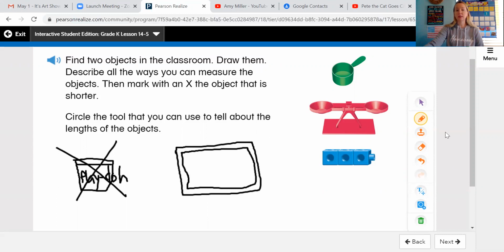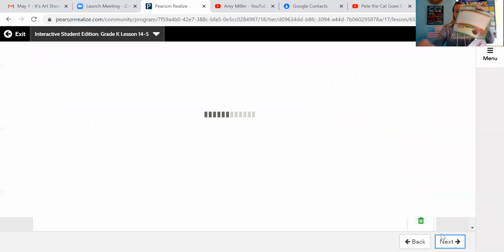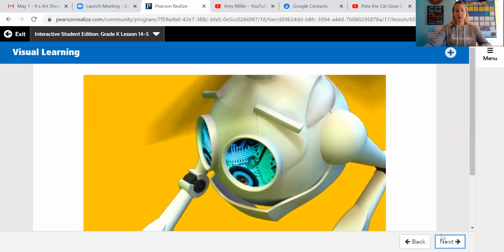Can a cube train tell us about the length of an object? Yes, it can. So go ahead and circle the cube train. Good job, friends. Go ahead and flip your paper, do the hard flip, and get ready for our video.